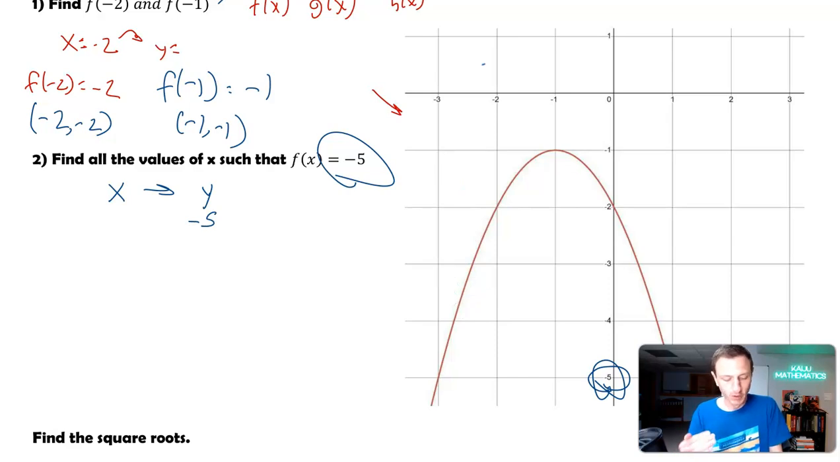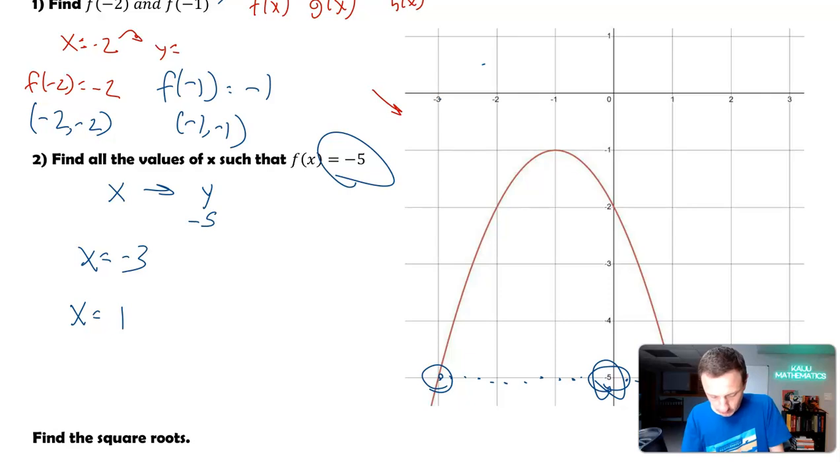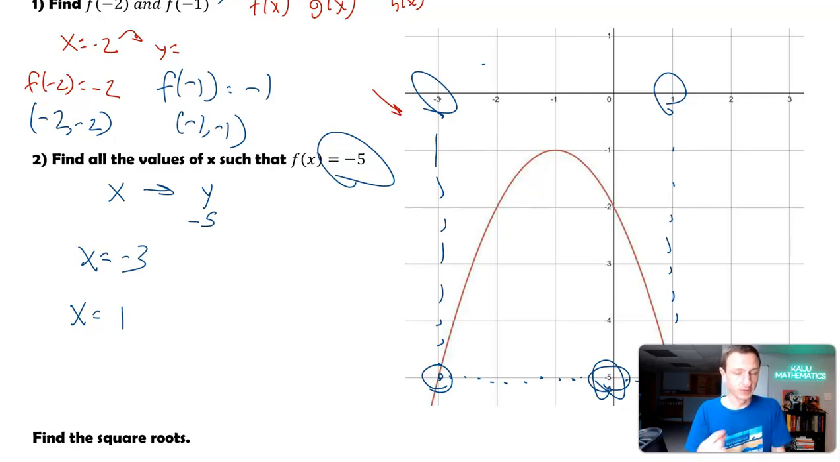I'm looking for when y is equal to -5. So I'm looking at this space right here, boom. This space right here, boom. So I'm hitting the parabola at this point. What are the x values that correspond to that contact right there? x equals -3 and x equals +1. I'm looking at the x value here of 1 and the x value of -3 right there. So when x equals -3, I get back the y value of -5.